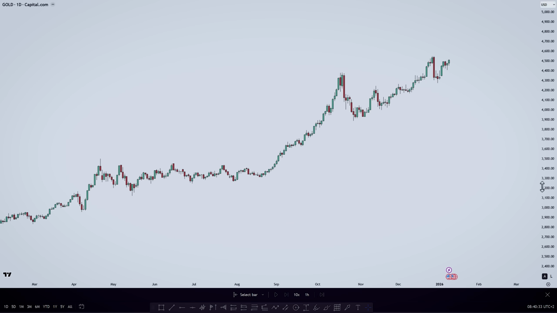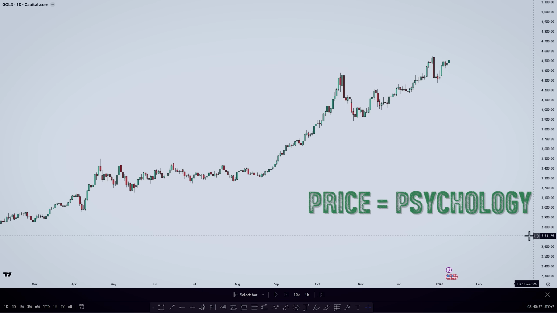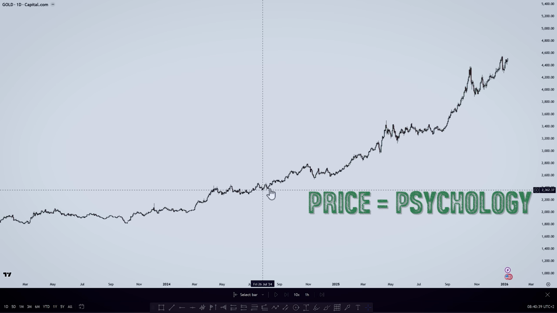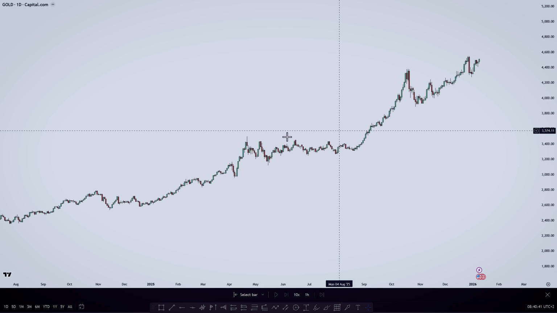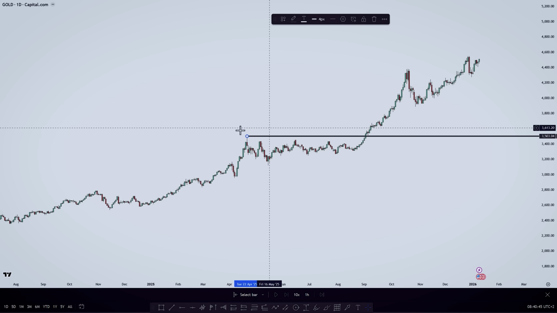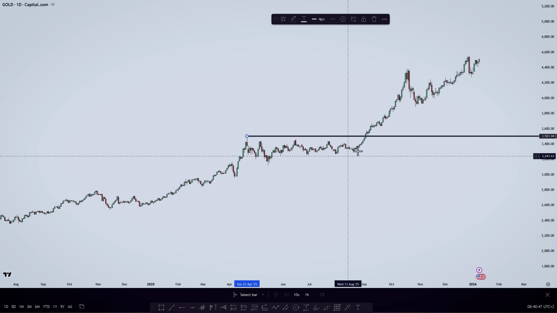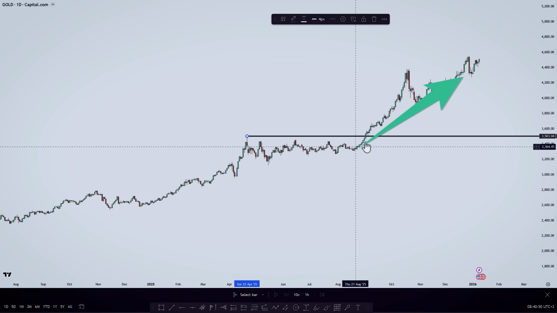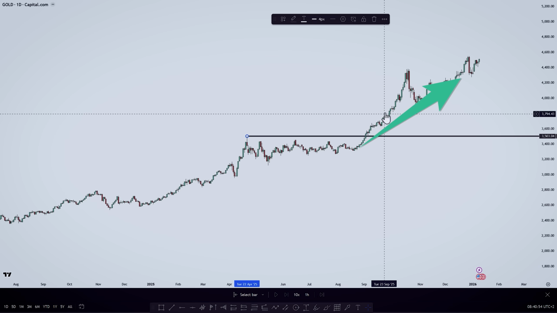Those numbers on the right side of your screen. They're not just levels, they're psychology. Look at a chart at all-time highs. Everyone who owns this asset is in profit. There's no pain, no bag holders waiting to dump. That's why all-time highs often explode higher. Pure greed, with no resistance.